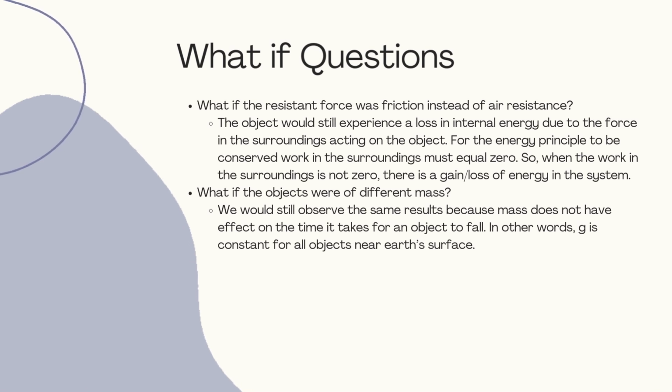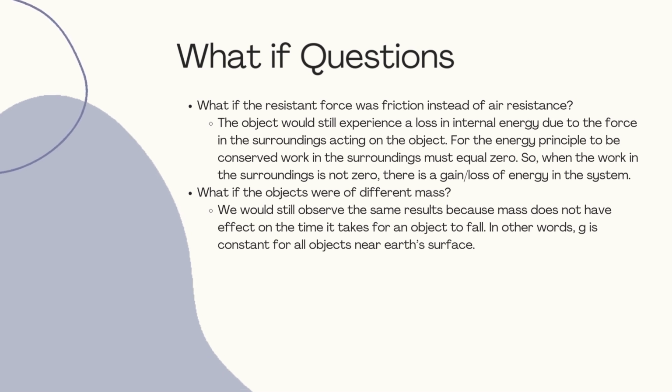And then the what if questions. The first question is, what if the resistant force was friction instead of air resistance? The object would still experience a loss in internal energy due to the force from the surroundings acting on the object. So for the energy principle to be conserved, work from the surroundings needs to equal 0. When the work from the surroundings is not 0, there is actually a gain or a loss of energy in the system.